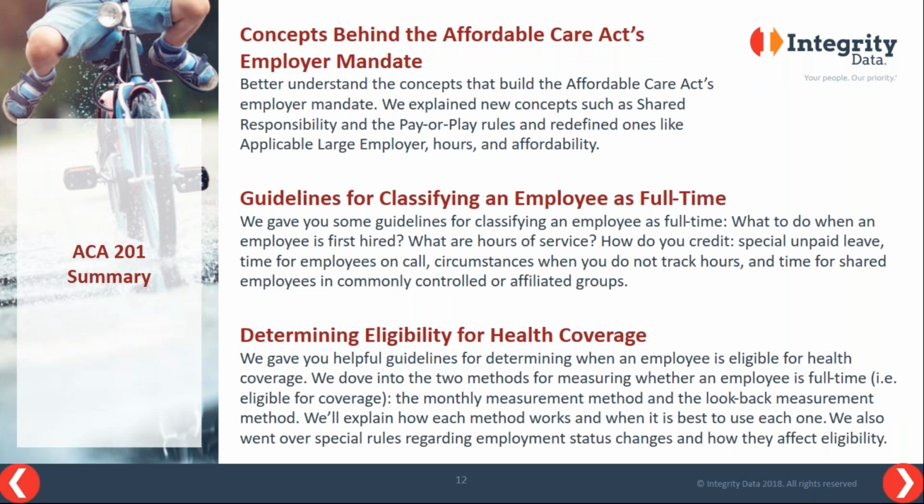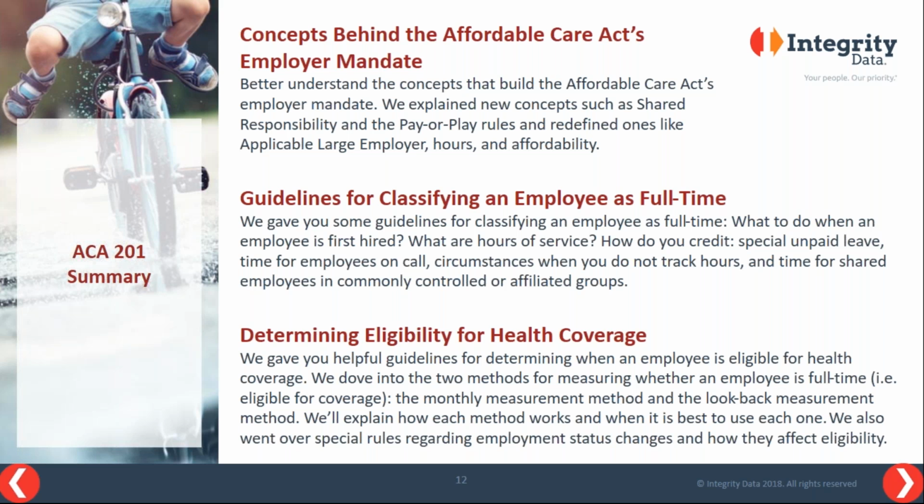So before we transition into the Q&A segment for this webinar, let's dive into a quick recap of the ACA 201 Summer Series and the topics discussed over the past several weeks. So the first one was concepts behind the Affordable Care Act's employer mandate. We explained new concepts such as shared responsibility and the pay-or-play rules, and redefined ones like applicable large employer, hours, and affordability. Our second webinar was guidelines for classifying an employee as full-time.